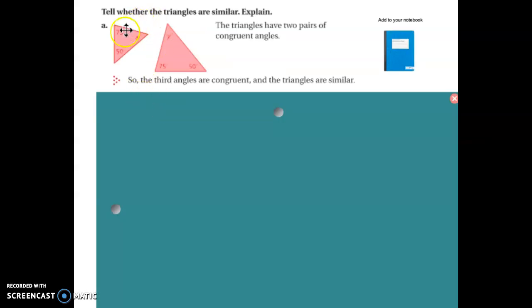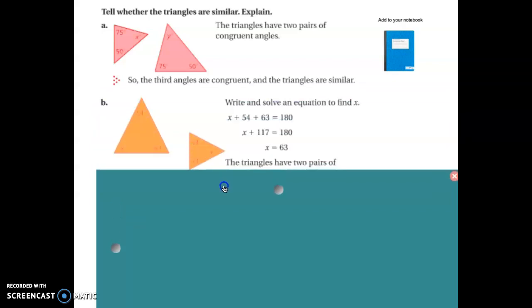All right. So this first one, letter A, this one is really easy to say that, hey, these are similar because we already have two angles that are the same. And since we're working with triangles, we're working on that 180 degrees, we know that X and Y are also exactly the same. So the triangles have two pairs of congruent angles, so that means that the third angles are congruent, and so therefore the triangles are similar. Now, let's take a look at B.